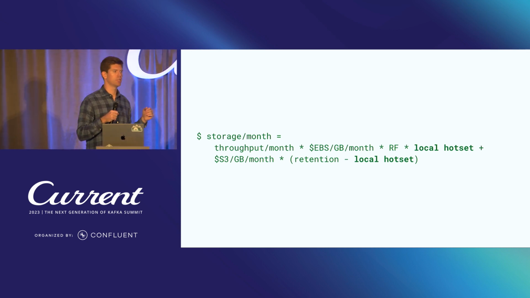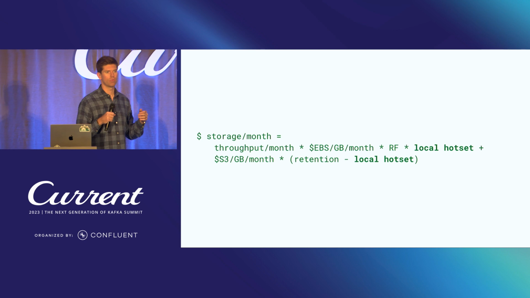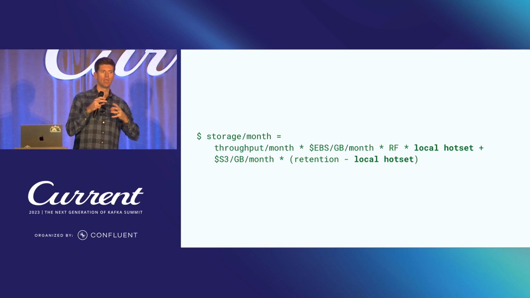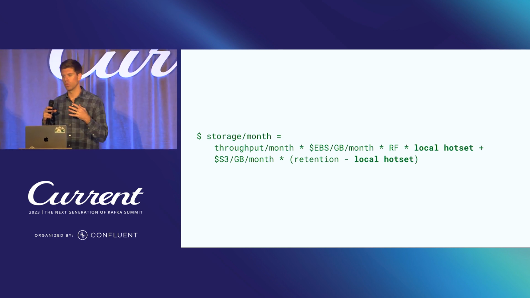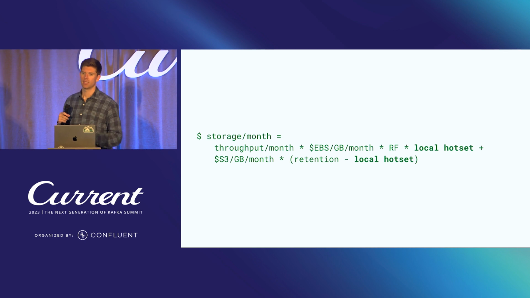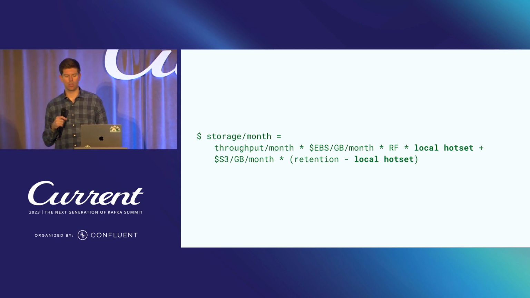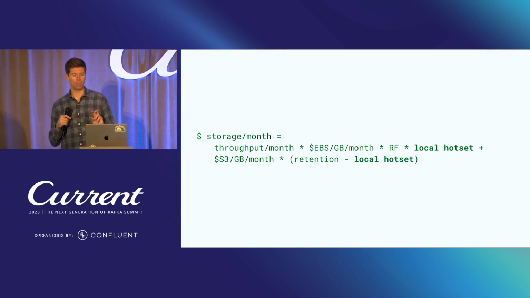So let's say you had 7 days retention, you have 1 day of retention actually sitting in EBS or a local volume. You'll have 6 days of retention sitting in S3. Note that the replication factor goes away because you're relying on S3's durability.